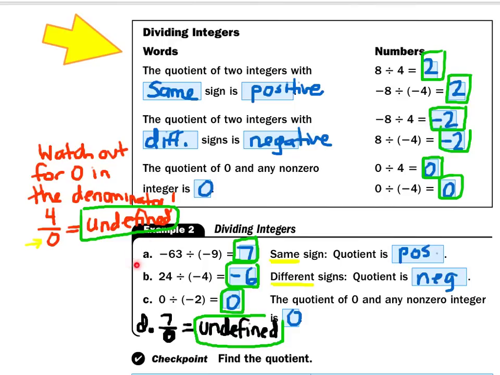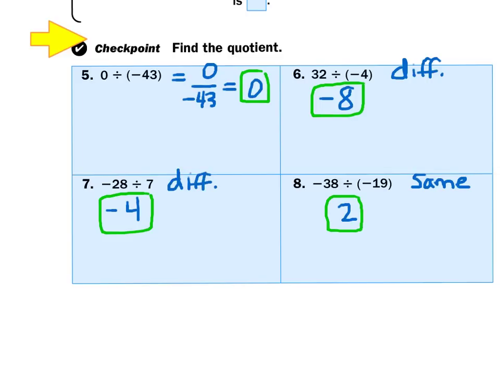Okay, look at example 2, dividing integers. Negative 63 divided by negative 9. Well, the signs are the same, so our answer is positive 7. Look at B, 24 divided by negative 4. The signs are different, so the answer is negative, negative 6. 0 divided by negative 2? Well, as long as the 0 is first, the answer is 0. But here, look at D. 7 divided by 0, the 0 is in the denominator. That means it's undefined.